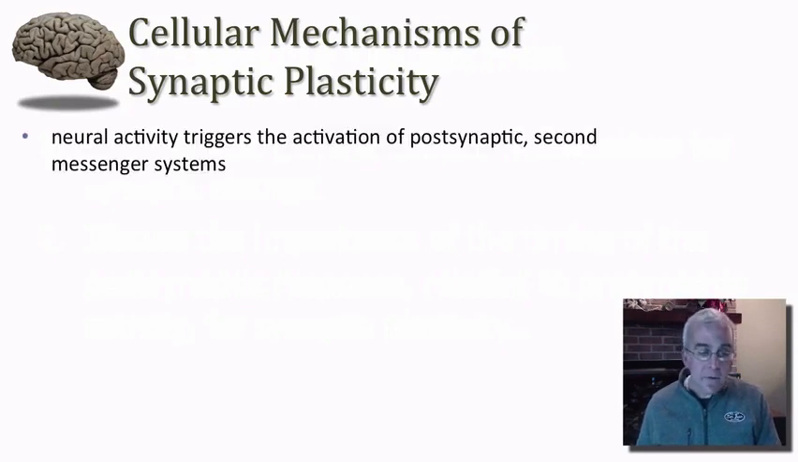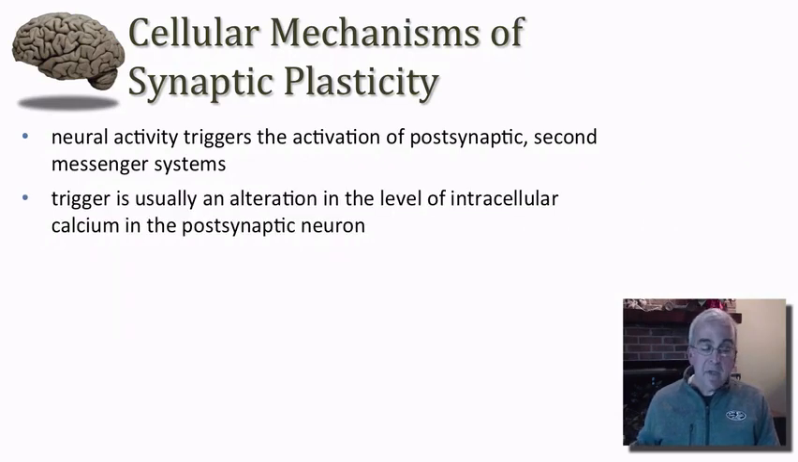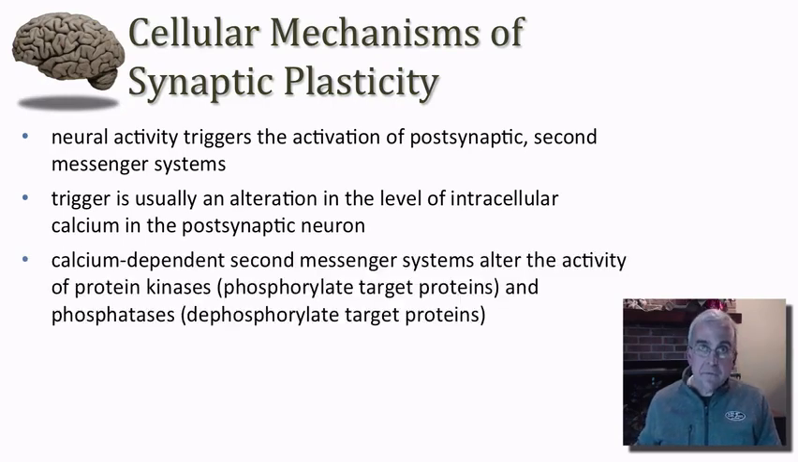Well, we went over this in the previous tutorial, and perhaps it bears repetition. Synaptic plasticity begins when neural activity triggers the activation of postsynaptic second messenger systems. The trigger in that postsynaptic cell is typically an alteration in the level of intracellular calcium. The level of intracellular calcium is critical because calcium-dependent second messenger systems are then activated, and those systems can then activate either protein kinases, which phosphorylate target proteins, or protein phosphatases, which dephosphorylate target proteins.